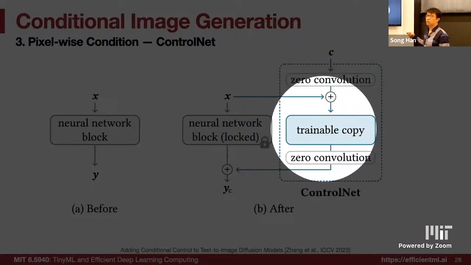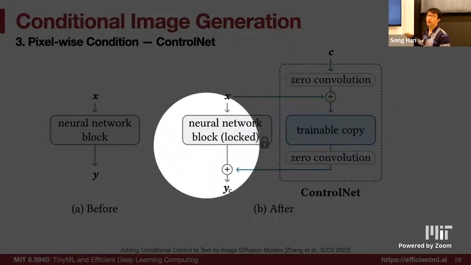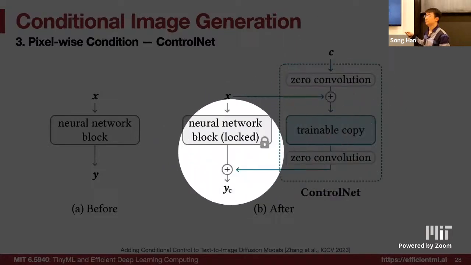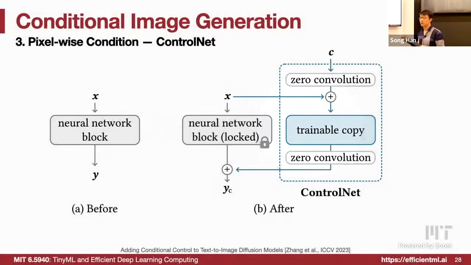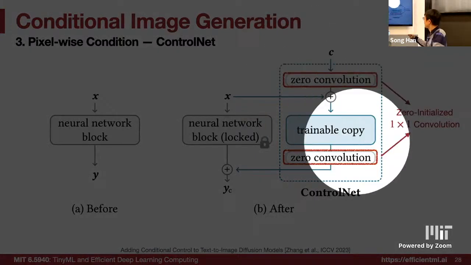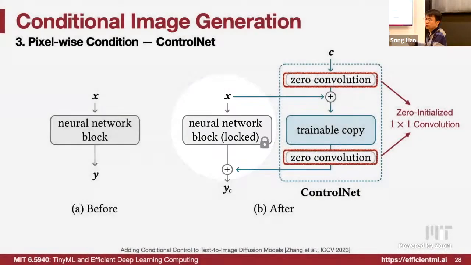We make the trainable copy. We call this part ControlNet. So this part is controlling the main branch. So we have two branches. ControlNet controls the main branch, and the main branch is locked. The ControlNet is a trainable copy of the original branch. These are zero-initialized one-by-one convolutions, such that the training is very smooth. The starting point is basically equal to nothing is on this branch, and we only have this locked pre-trained model.